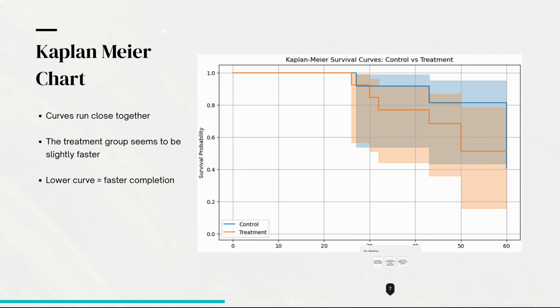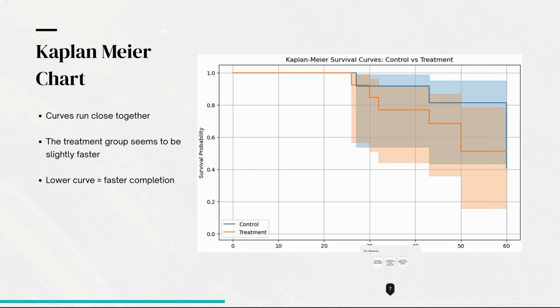So what you see here is my Kaplan-Meier chart. This chart shows the Kaplan-Meier survival curves for both groups, the control and the treatment. In this context, survival represents the probability that a task has not yet been completed over time. A lower curve indicates a faster task completion. From the graph here, you could see that the treatment group's curve stays slightly below the control group, with the treatment in orange and control in blue.